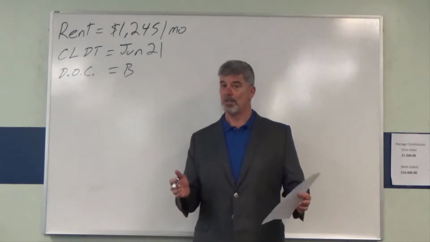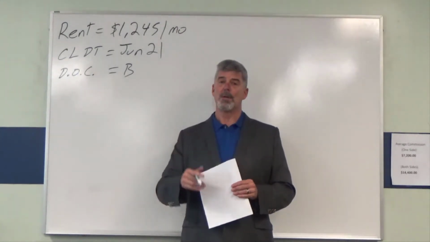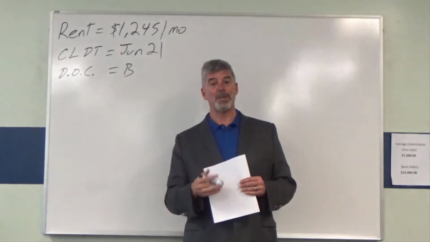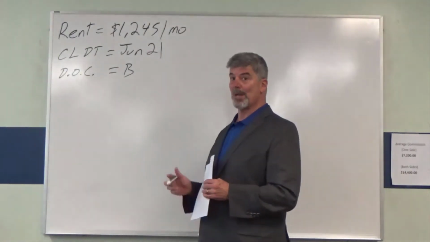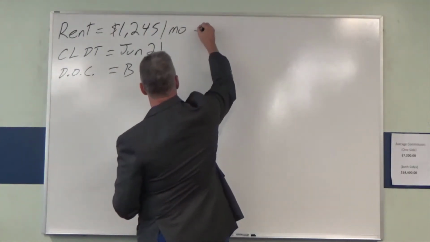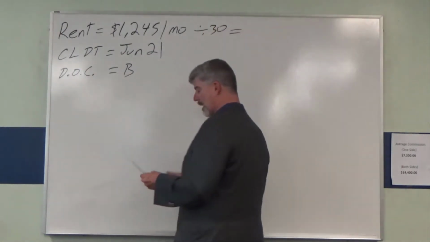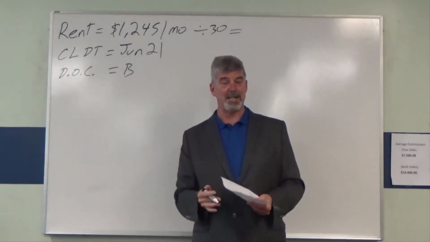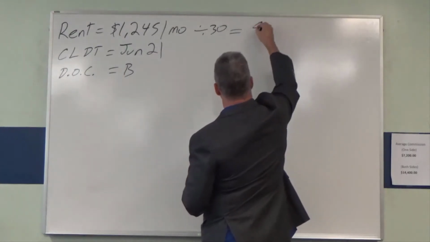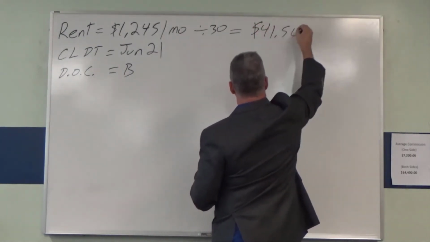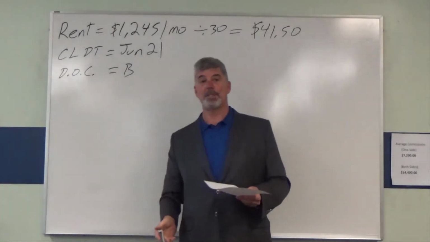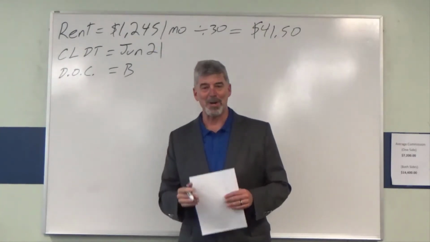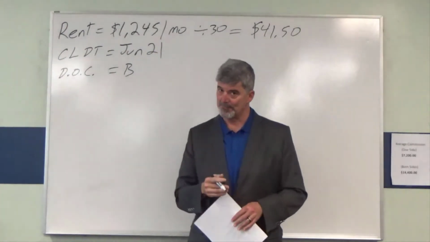Now, like any other proration, I don't care what it is, you have to know how much is every day in that period worth. This is monthly, and June only has 30 days. So we're going to divide that monthly rent by 30. If you put that into your calculator, you will discover that's $41.50 a day. What does it mean in this scenario? Every single day in June is worth $41.50 in rent. Now the question is, who owes who how many days?